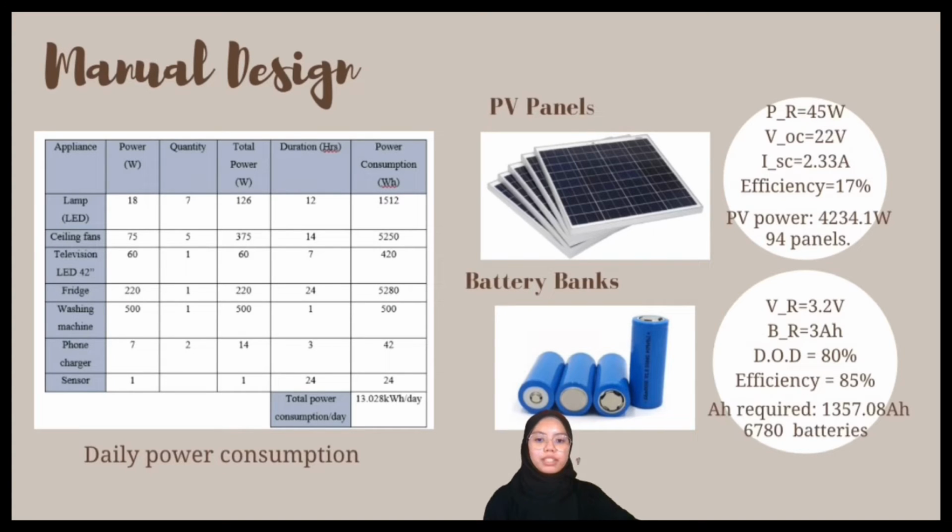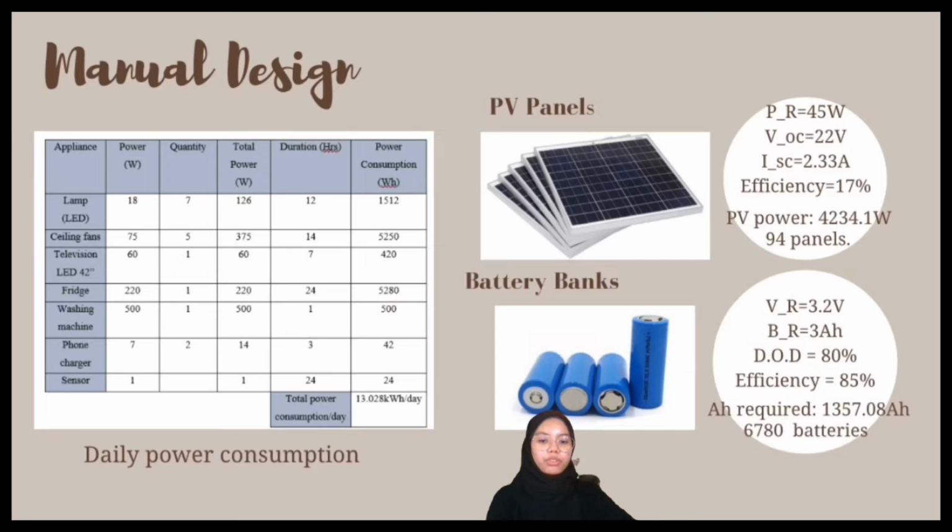So the third step is we need to know what is the sizing of the battery bank. So this is the battery spec that we use. First thing first, we need to know how much the battery AH required. In this case, the battery AH required is 1357.08 amp hour. So by using the battery AH required, we can get parallel and series battery.